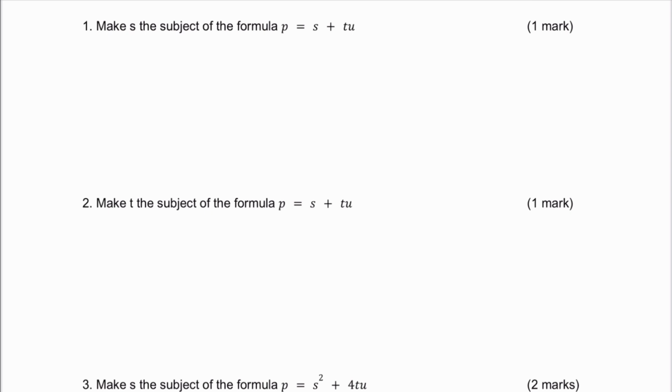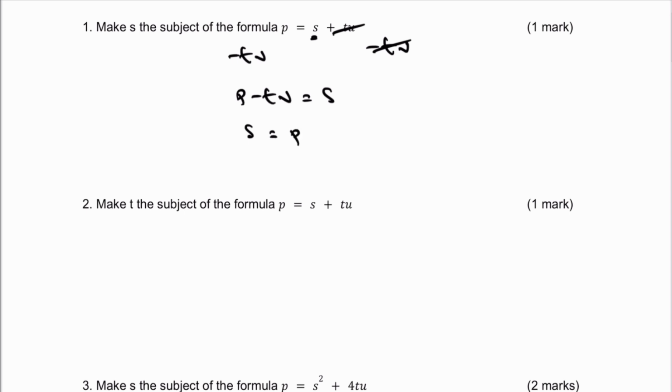We're looking to make S the subject of the formula, so all I need to do is minus tu from both sides, and that means these two will cross out and I get P minus tu equals S. Now I'm very aware that it's much easier to read this as S equals P minus tu, and that's perfectly understandable, but as we're working through these you need to be able to work both from left to right, which is this way, and also from right to left. Okay, so hopefully you should be okay with that as a general principle.